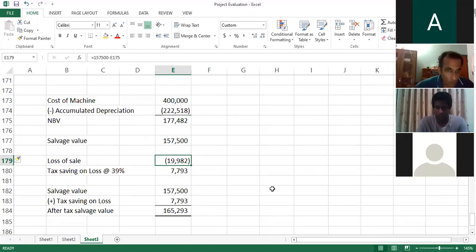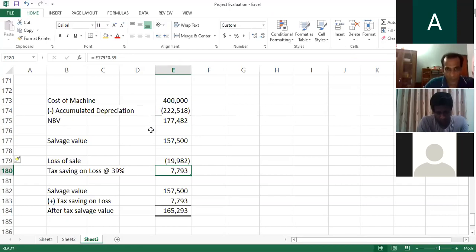No. Why do we deduct the loss from the book value? We don't deduct the loss from the book value. Why do we calculate this profit or loss? The purpose of calculating the profit or loss on disposal is to calculate the tax impact. So 19,000 we should not adjust to the book value. This is not a cash flow. We are cross-checking the tax component, the tax impact, the percentage. Yeah, exactly, 39%.